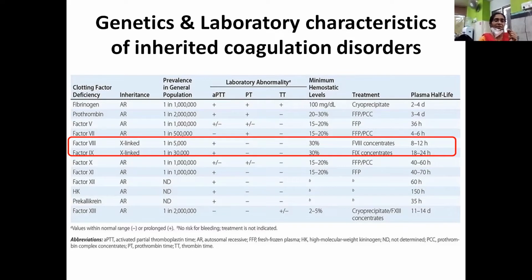When you compare this with the incidence of all other coagulation factor deficiencies, you can see that all other coagulation factor deficiencies are inherited as autosomal recessive traits, and their incidence is very low. That is 1 in 1 million, 1 in 2 million. So that is the difference between hemophilia A and B and the other coagulation disorders. Statistically, more common are hemophilia A and hemophilia B.